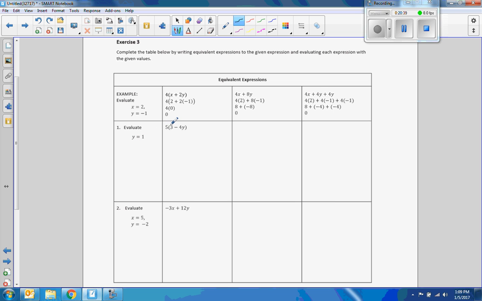5 times 3 minus 4y, and y is 1. So the first thing I do is rewrite the problem with my y substituted in, just like that. Okay, so this is do the inside operation first. I'm going to show all my work. I'm only going to do one step at a time. And PEMDAS says to multiply, then add, subtract, so I'll multiply first. 4 times 1 is 4. And then finally, 5 times 3 minus 4 is negative 1.